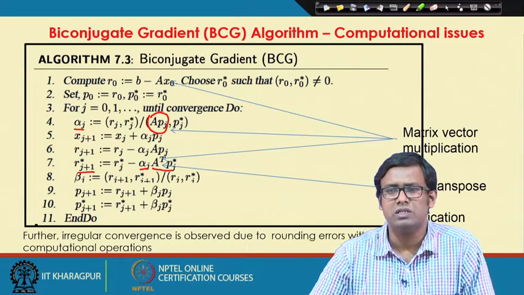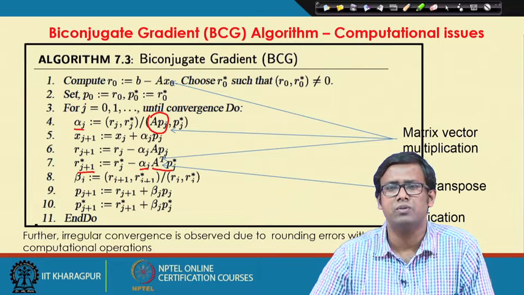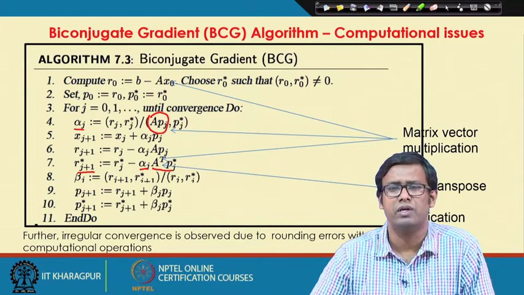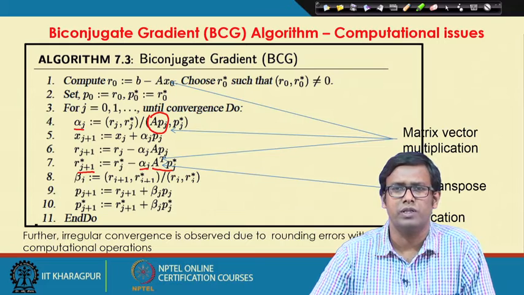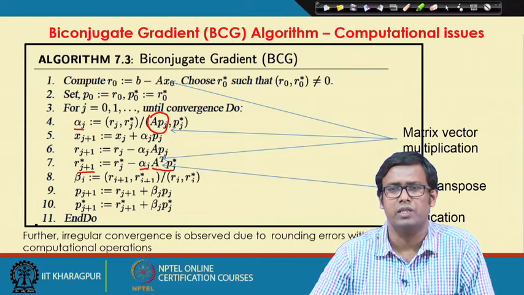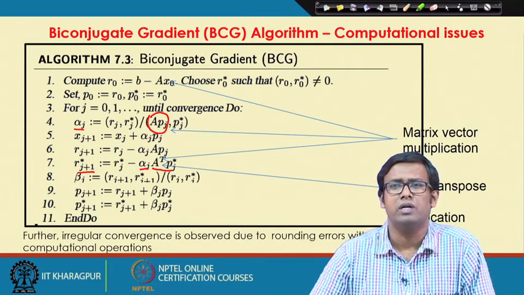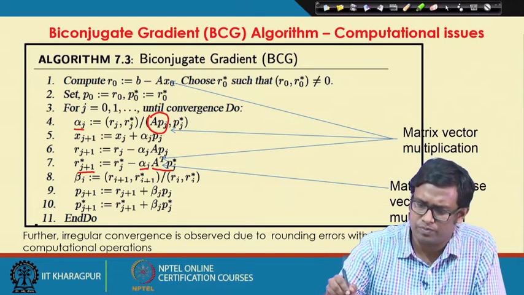So, this is typically identified as numerical instability. We call this a numerical instability of this particular method, the biconjugate gradient method. So, we need to find out the remedies for how to take care of that.